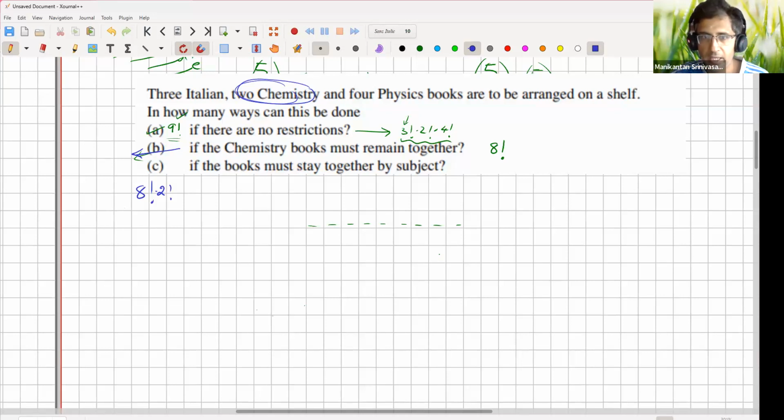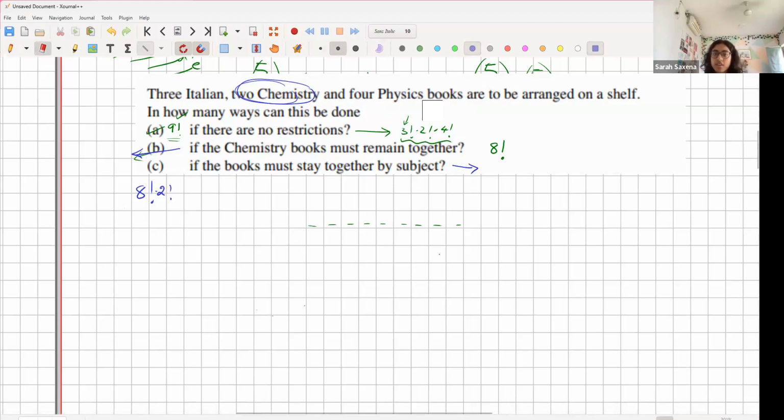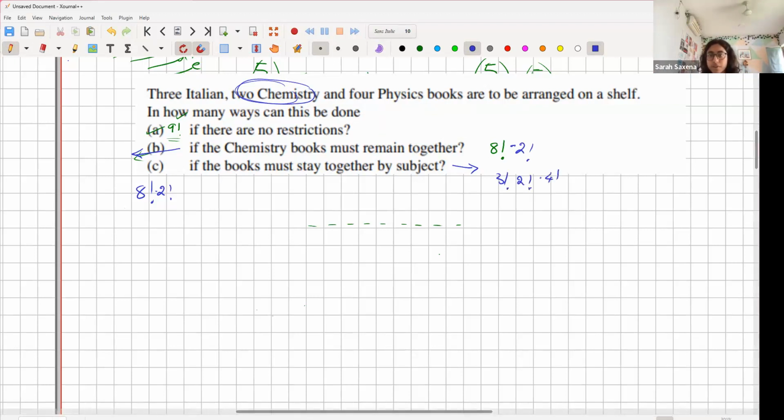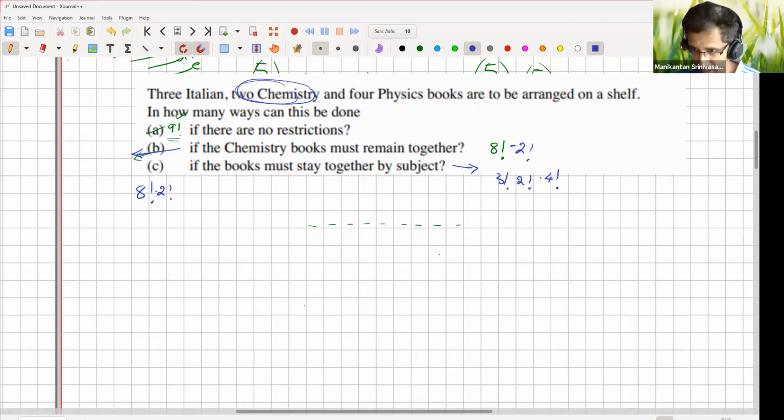Last part. The books must stay together by subject. Sarah, can you take this? So just like how Thais said before, won't it be 3 factorial into 2 factorial into 4 factorial, but then this also can be arranged in 3 factorial ways. So will it be into 3 factorial or? Okay. Think a bit more and then say whether into or divide or don't do anything. You have to decide that and tell me.